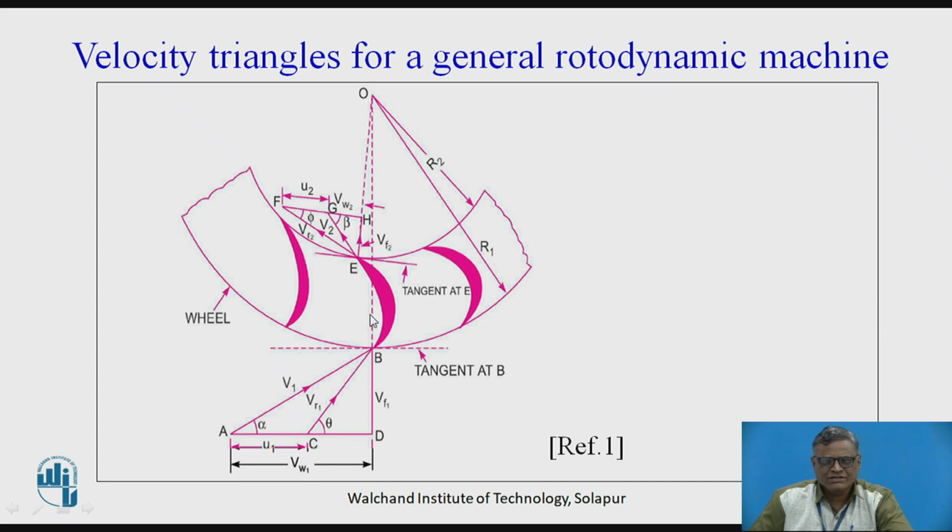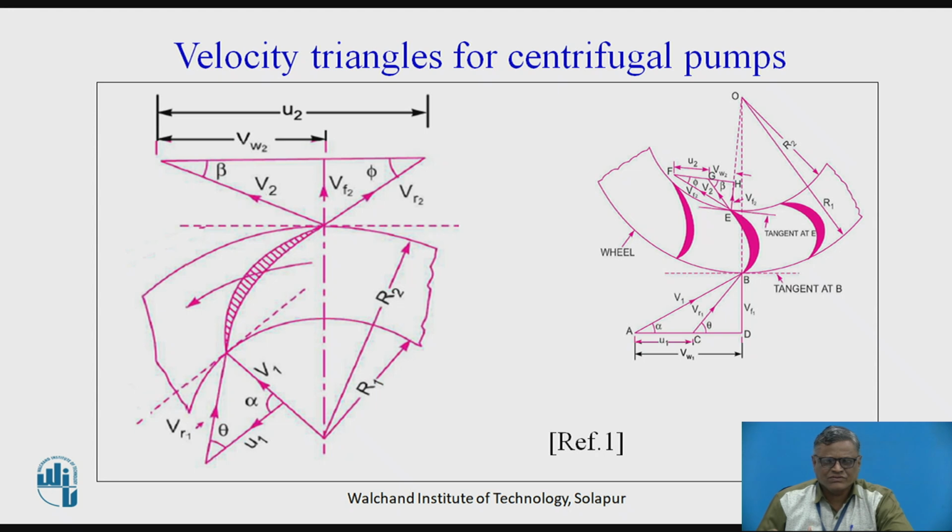Referring to the outlet side, the jet is leaving with a relative velocity vr2. We have the tangential velocity of the blades, or vanes, u2. Then the resultant comes out to be v2. The flow component is vf2 and the whirl component is vw2. These angles are beta and phi. We will refer to this diagram and modify it so that we get the velocity triangles for the centrifugal pumps.